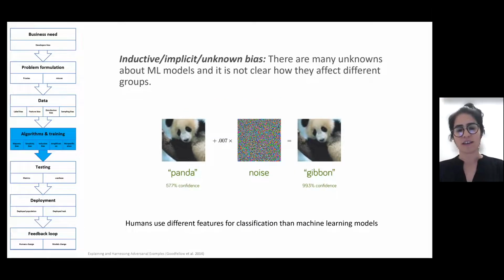This is also a very well-known phenomenon, adversarial examples. They start from a picture, like a panda, add noise to it, and then machine learning predicts a completely different class. For example, here, gibbon, with very high confidence. So humans in general use different features for classification than machine learning. We should be careful about what is being used and how it would affect different groups.